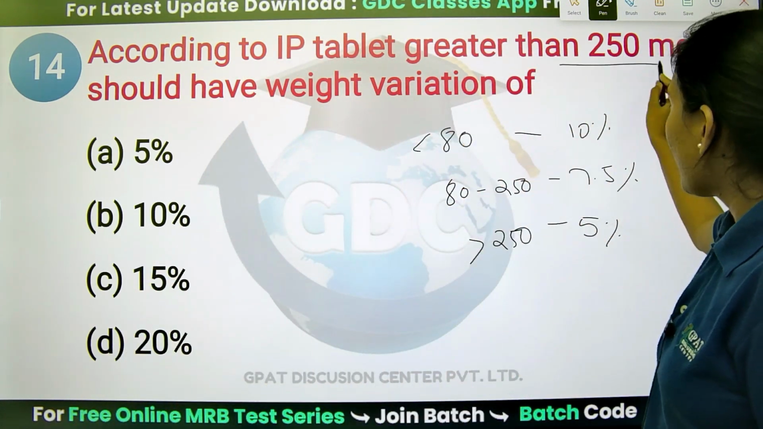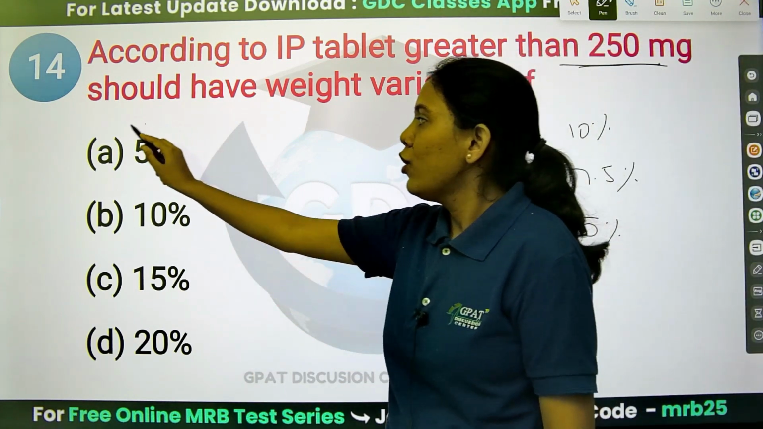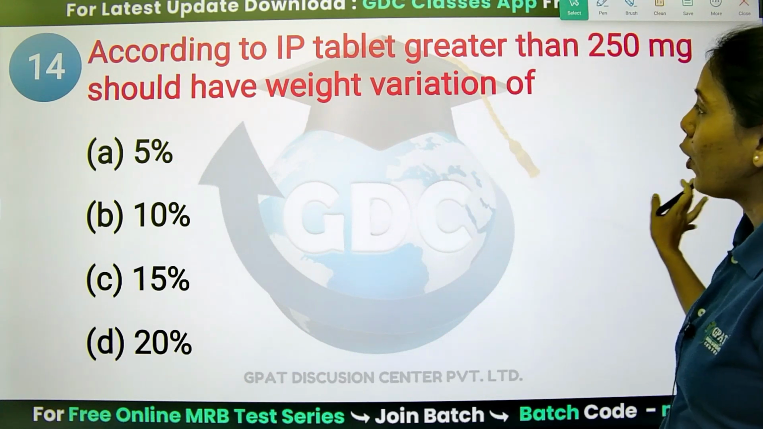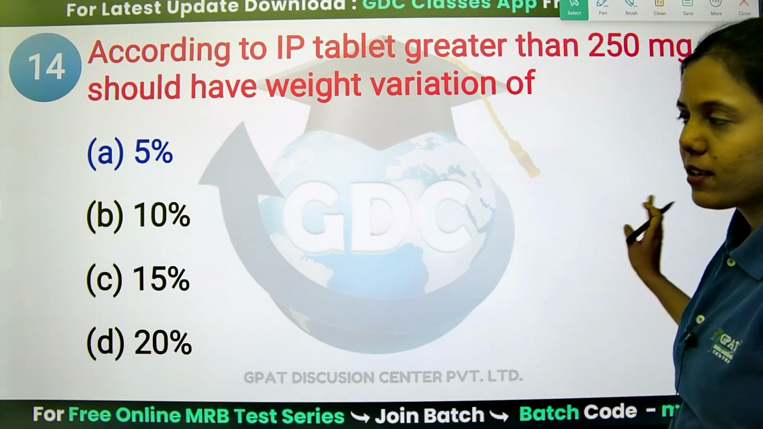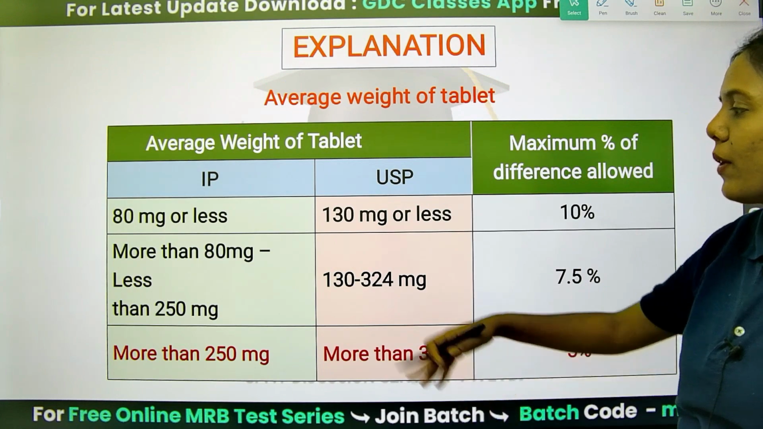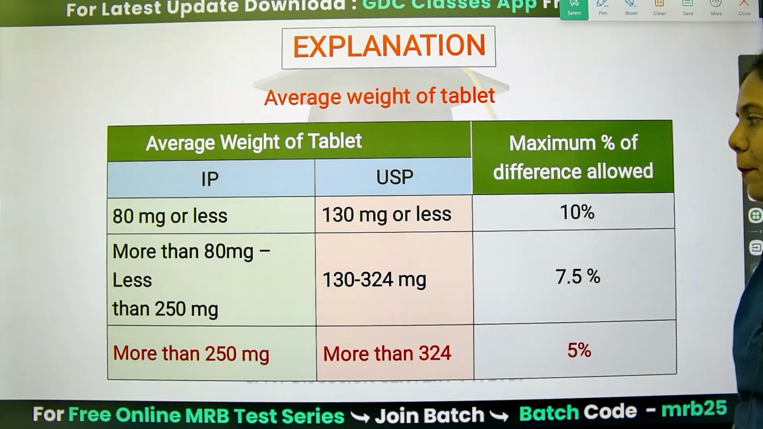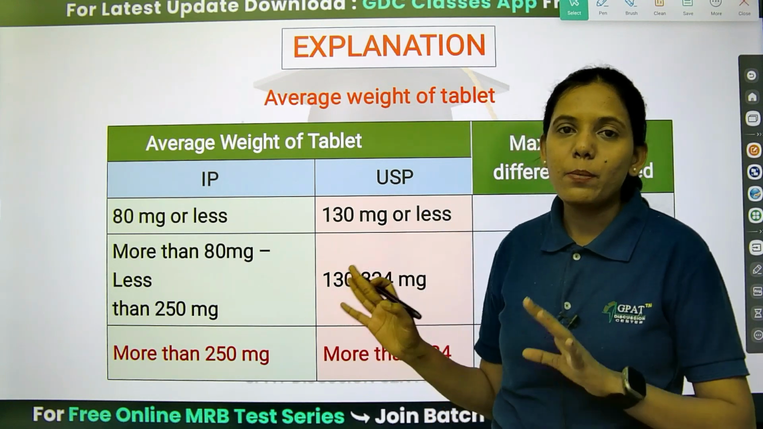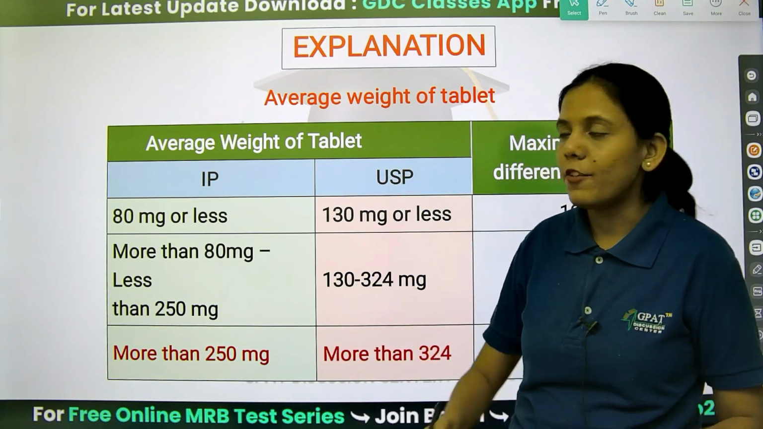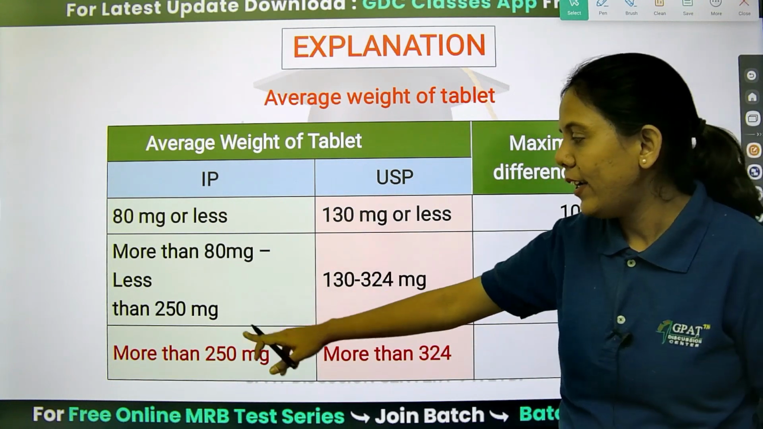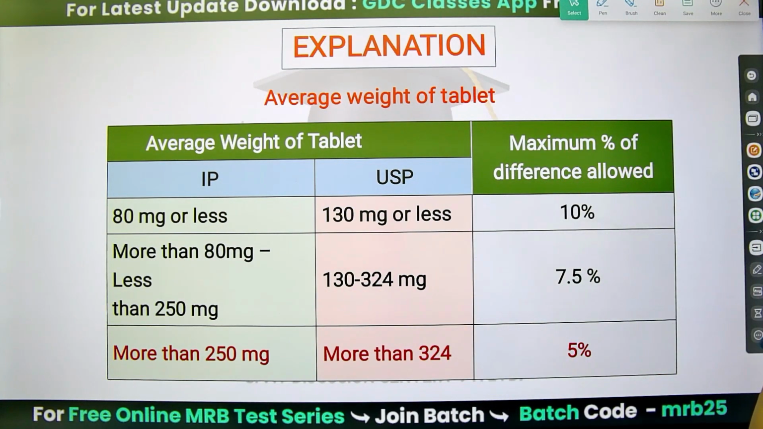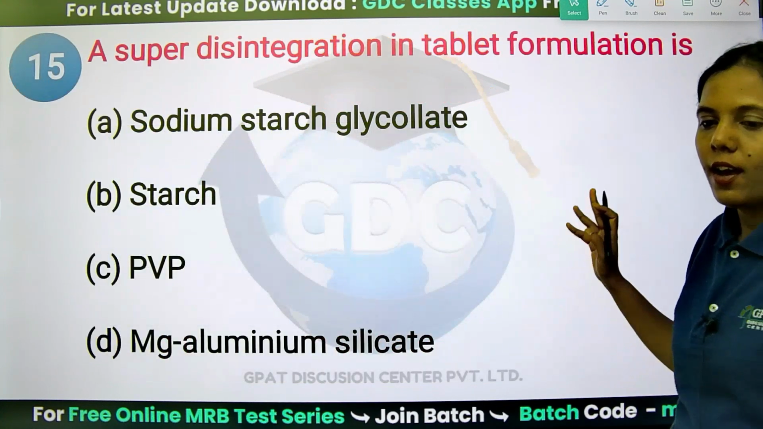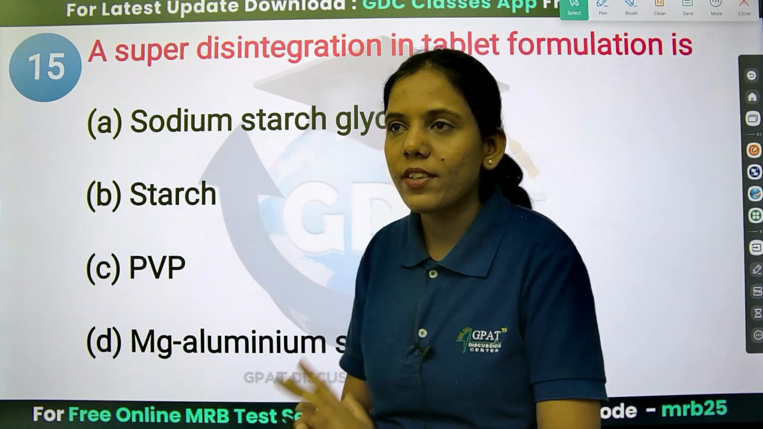Okay. So in this they are asking greater than 250 mg. So option A, that is 5%, is the right answer. That is the allowed variation according to IP. Okay. So 5% is the right answer. So here you can see less than 80 mg, 10% is allowed. The variation percentage for IP and USP is the same. Only in the USP the weight is different. Here it is 80, 130. 80 to 250, 130 to 324. Then you have more than 250, and here you have more than 324. Rest 10, 7.5 and 5 is the same only.